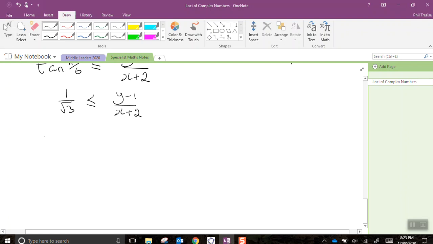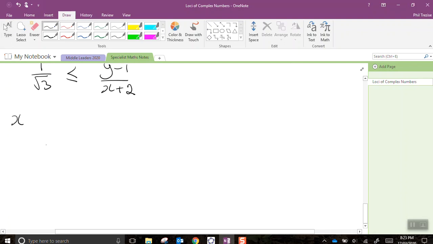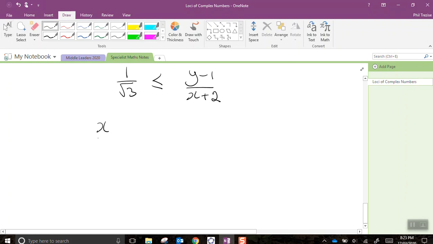Multiplying through, we would have x over root 3 plus 2 over root 3, and then that would be y take 1, but if I add the 1, so I've got my equation. I suppose it's more typical to write this the other way around. So remember, if I transpose parts of the equation, I reverse the inequality.